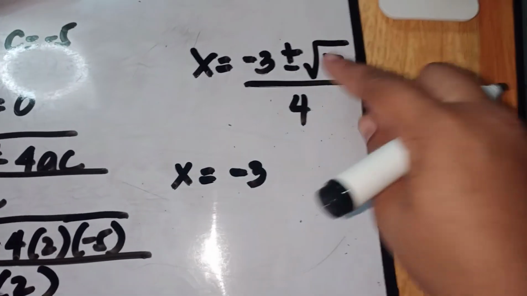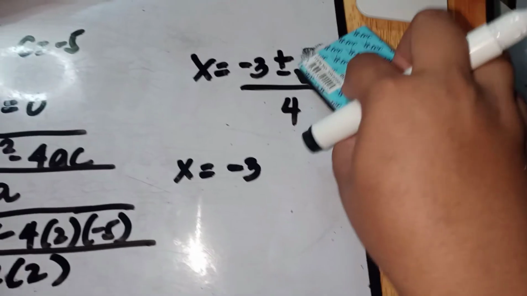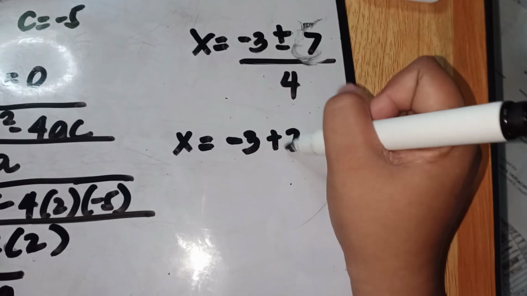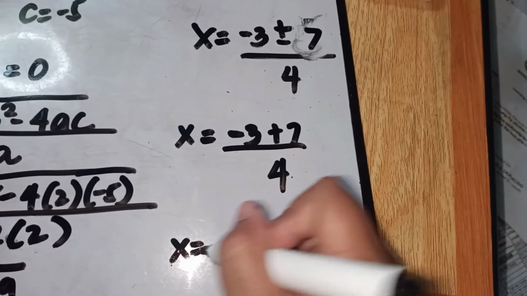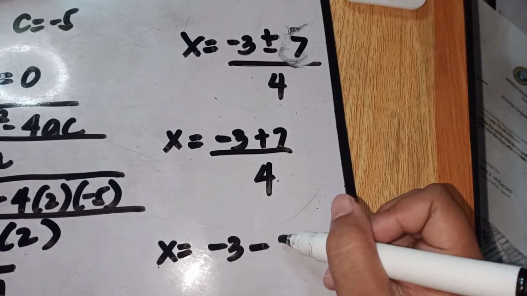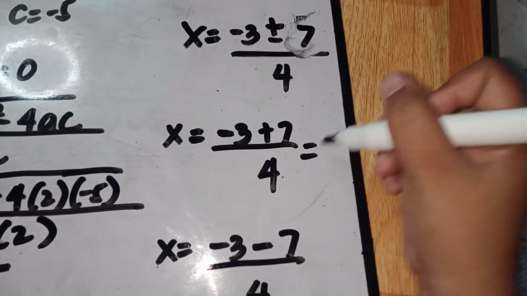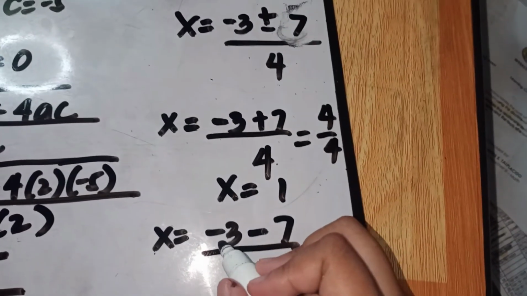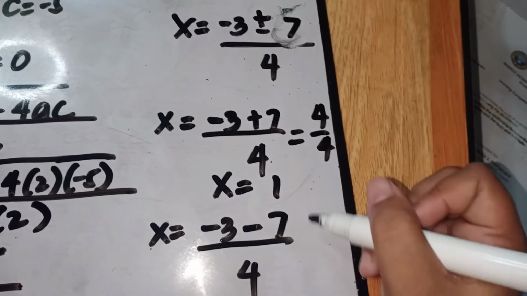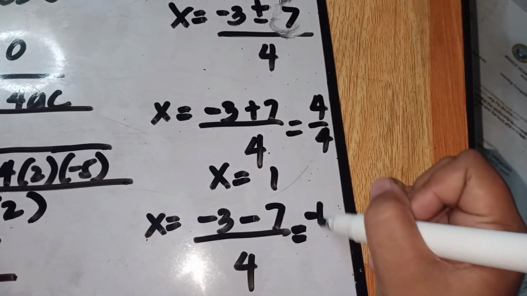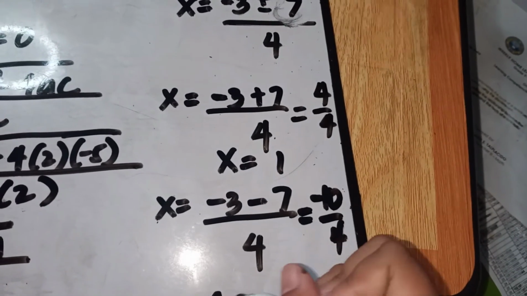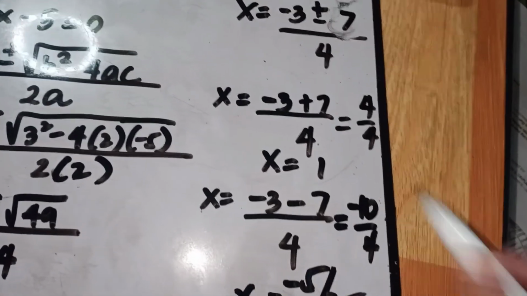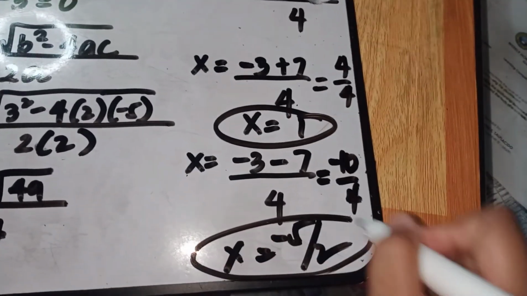Let us separate the different terms. So, negative 3, there is no more square root since we already got the square root of 49. So that is positive 7 over 4. And another one is negative 3 minus 7 over 4. To simplify, this is 4 over 4, or x is equal to 1. And this one, negative 3 minus 7, the subtraction of integers, is negative 10 over 4, or to simplify, negative 5 over 2. So our roots are x is equal to 1 and x is equal to negative 5 over 2.